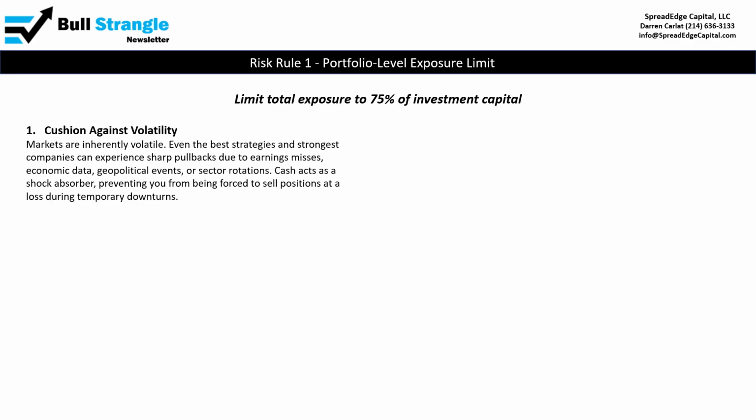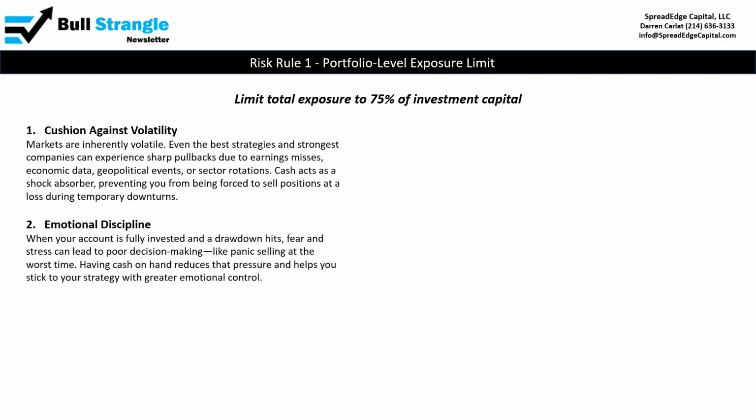Okay, risk rule 1 is portfolio level exposure limits. And the rule is to limit total exposure to 75% of investment capital. So the reasoning behind this is, number 1, it does cushion against volatility. Markets are inherently volatile, and even the best strategies and strongest companies can experience sharp pullbacks due to earnings misses, economic data, geopolitical events, or sector rotations. Now, as we've talked about, we've taken the earnings out of it. Cash available acts as a shock absorber, preventing you from being forced to sell positions at a loss during downturns.